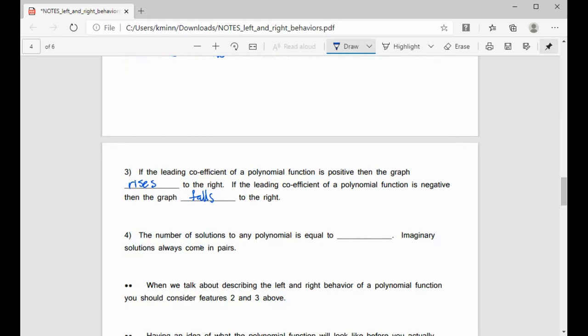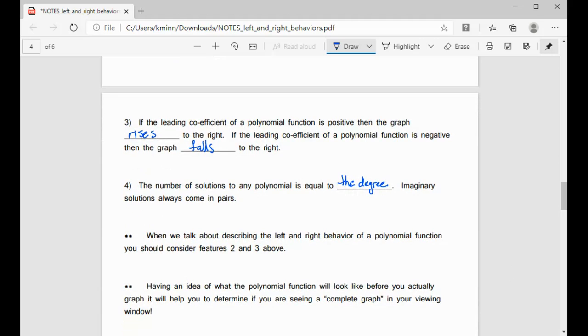Now, the number of solutions of a polynomial is equal to the degree. So if you have a degree of 4, if we solve that polynomial, we will get 4 solutions. If your degree is 3, you will end up with 3 solutions. And of course, imaginary solutions always come in pairs, right? We did that with the quadratic formula. We always had plus and minus for any of our imaginary answers.